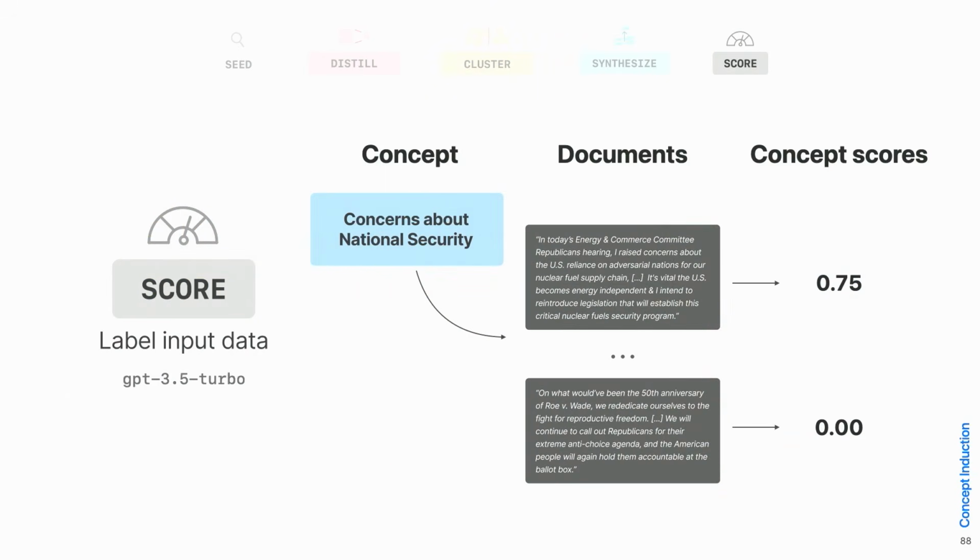The distill, cluster, and synthesize steps that I talked about earlier give us these candidate concepts. And the score operator allows us to verify whether these concepts actually occur by independently mapping back to the documents. And so that helps us verify whether and where these concepts occur.